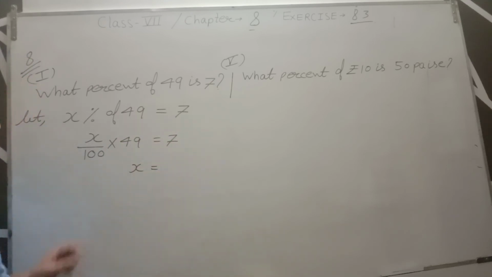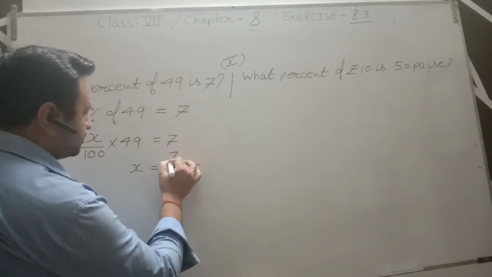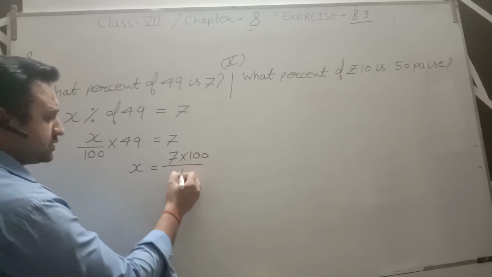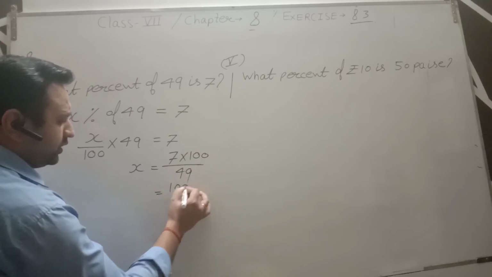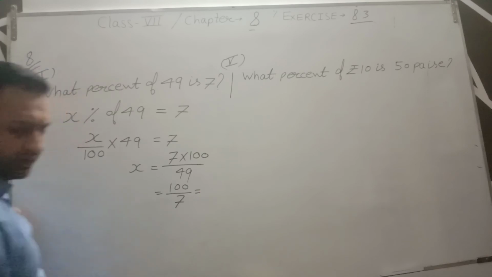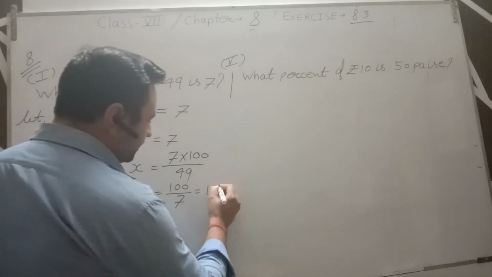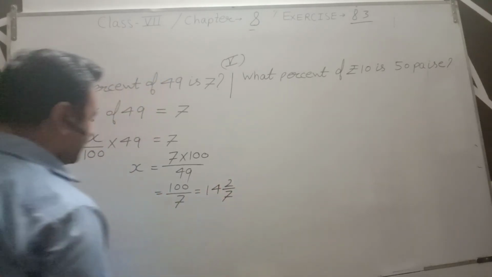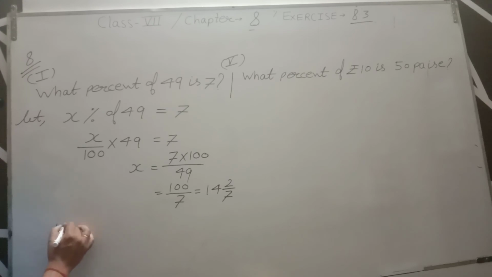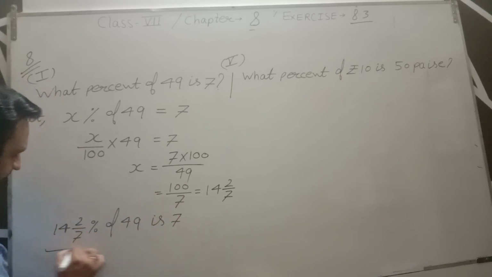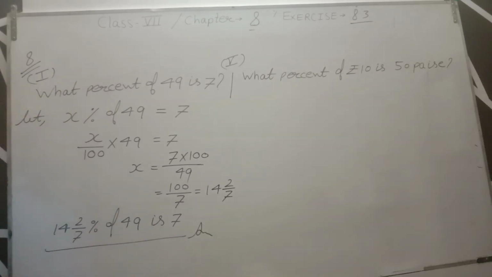To find the value of x, when we transfer 100 from LHS to RHS, it becomes 7 multiplied by 100, and 49 from LHS to RHS goes in the denominator. So 700/49, which is 100/7, and after simplifying, the value we obtained is 14 2/7. So the answer is 14 2/7% of 49 is 7. Answer.